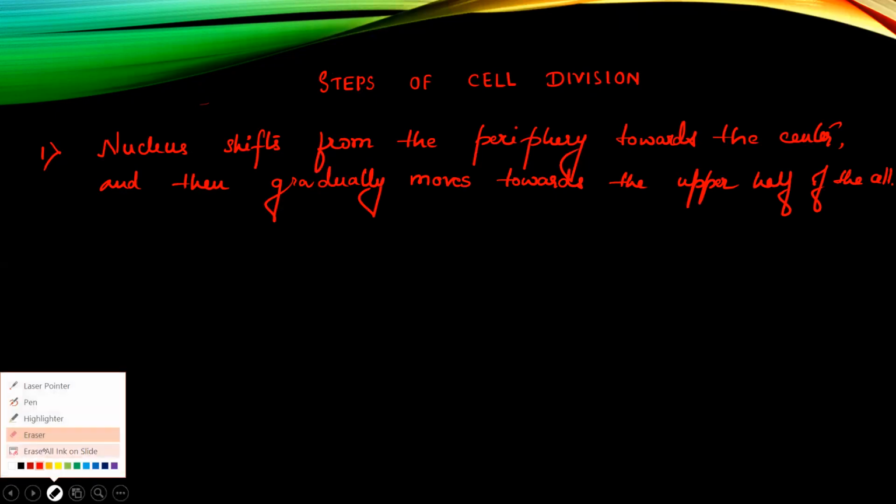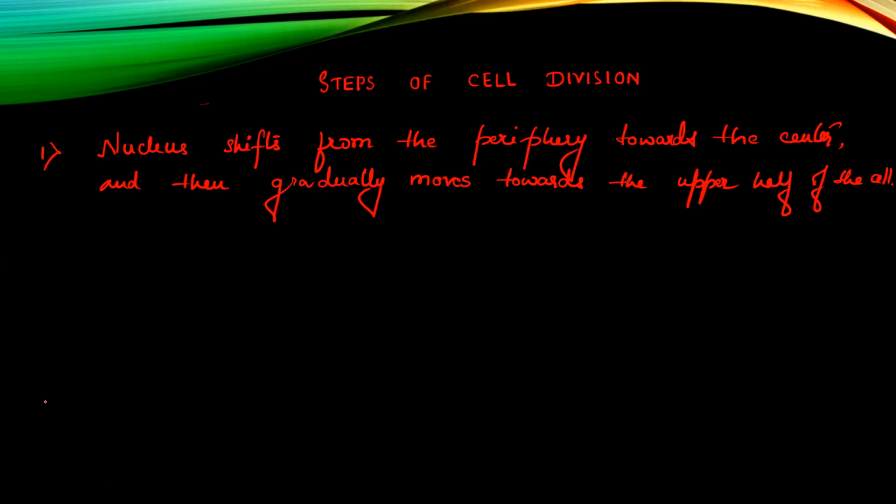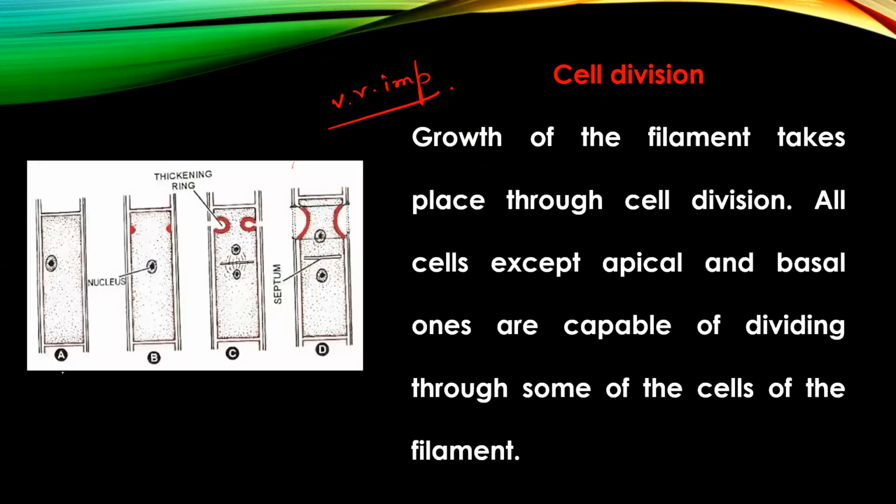Next, what happens? A ring-like thickening develops towards the upper part of the cell. See, look at this. What did I say? From the periphery, this was the first step. From the periphery, it is moving towards the center. Then what did I say? A ring-like thickening developed towards the upper part of the cell. See, what did I say? This moves towards the upper half of the cell.